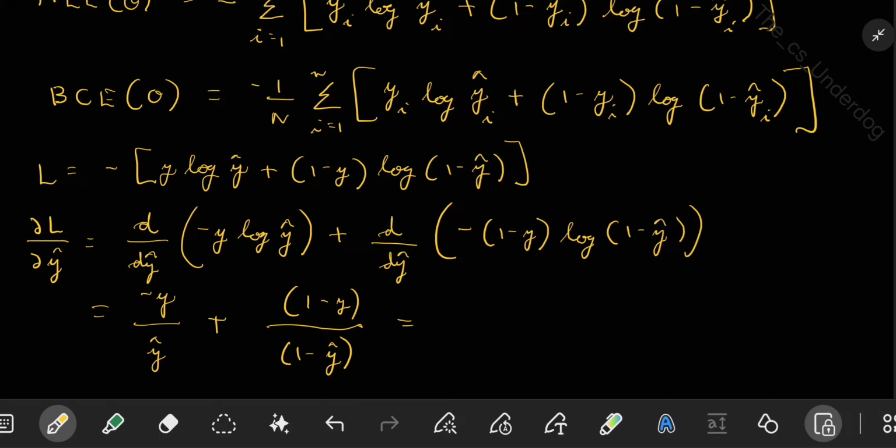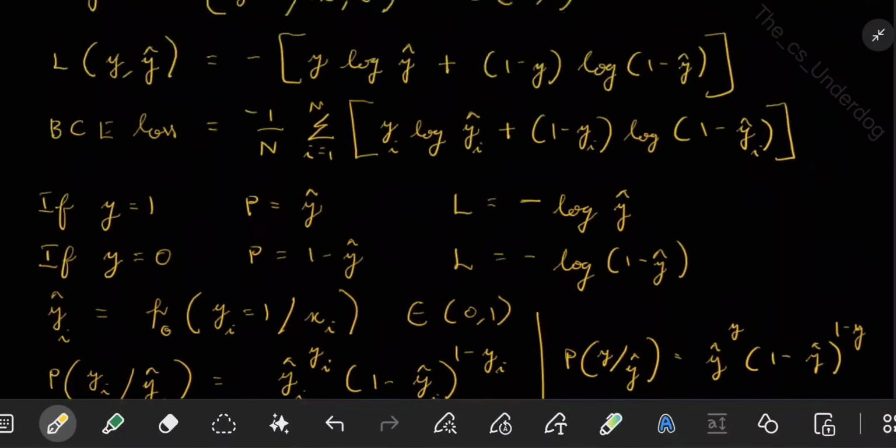If you solve for this, what will you get? It will be y cap minus y divided by y cap into 1 minus y cap. So this is what you will get. This is the derivative with respect to y cap. I just wanted to show you how to take the derivative of this BCE loss formula.